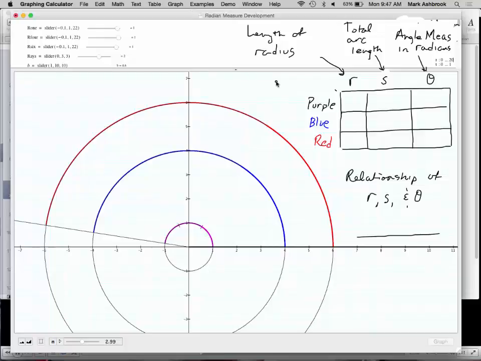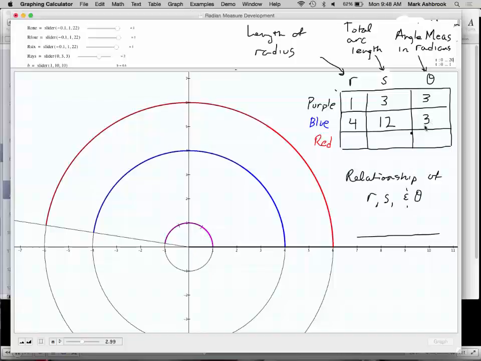Okay, let's see, who's up today? John, how'd it go? How about let's do the purple row together here. What was the radius of the purple? Okay. Total arc length? 3. And what is our angle measure in radians? He wants 3. Agree? Yes. Cool. All right, how about Jackson? Blue circle, radius. Total arc length? 12. Angle measure in radians. What do we think? Good.